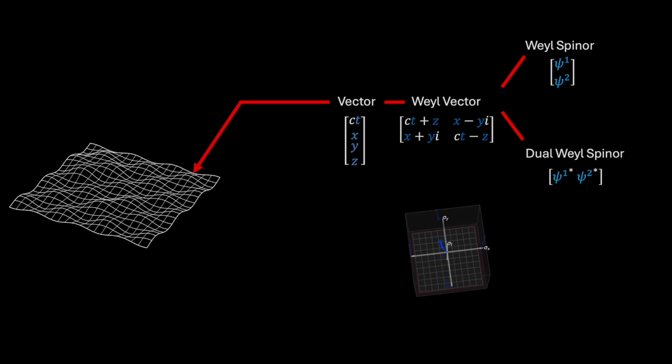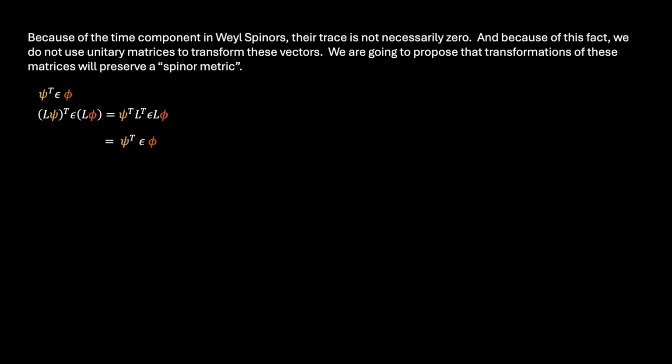So what is the metric equivalent to for spinors? Well, we are just going to call this a spinor metric, and this is what it's going to look like. Because of the time component in the Weyl spinors, again, their trace is not necessarily always going to be 0. Again, they can be time-like, space-like, or null. And because of this fact, we do not use unitary matrices to transform these vectors. We're going to propose that transformations of these matrices will preserve a spinor metric.